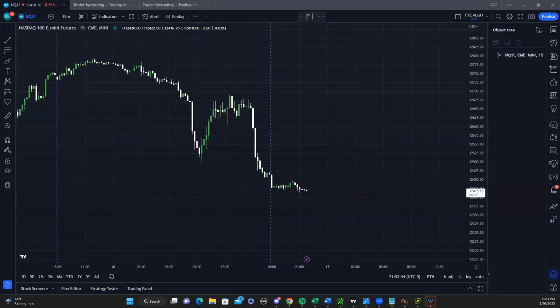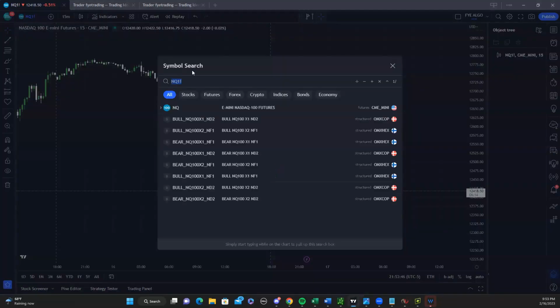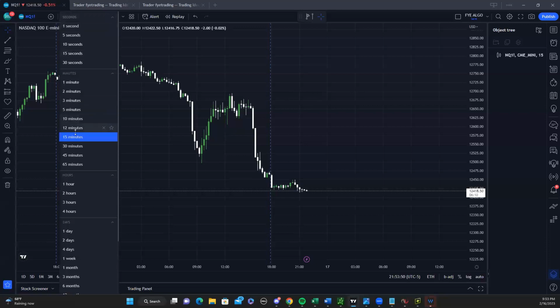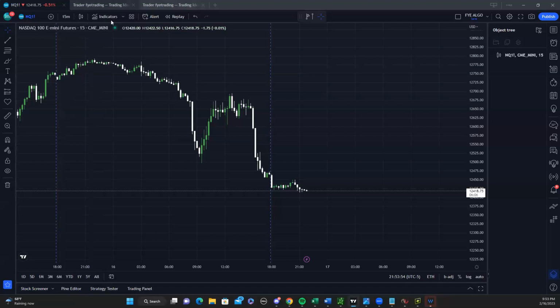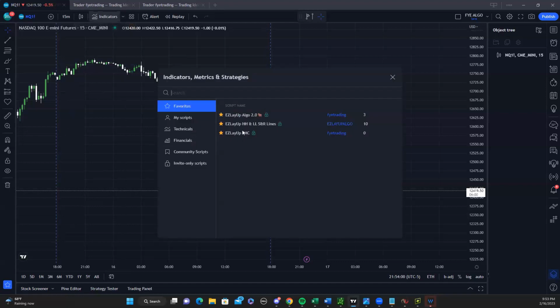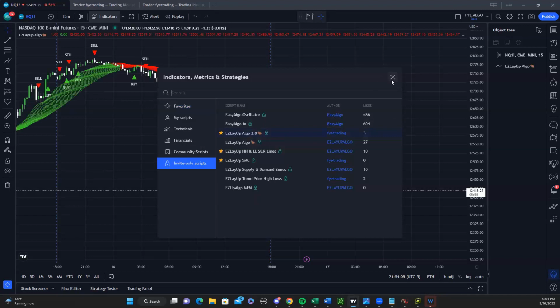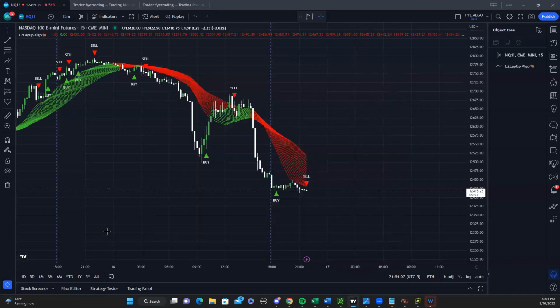If you're not familiar with TradingView, you can type in the symbol that you want to trade right here. These are the time frames that you have, from seconds to minutes to hours to daily. We'll look at the 15-minute time frame. And then right here, we have our indicators. We're going to go to the Indicators tab, then to Invite Only Scripts, and we're going to click EZLayUp Algo 2.0. And we're going to click OK.